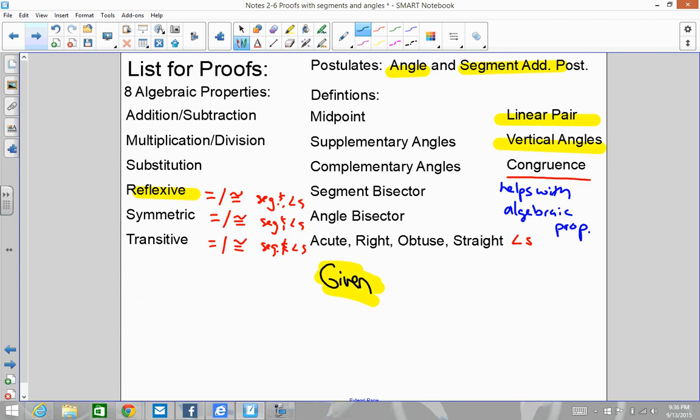Okay, here's a list of all the different properties that we use in a proof. Reflexive property, symmetric property, transitive, postulates, angle and segment addition postulates, definitions, midpoint, supplementary. So if you want to write this list down, pause the video. This one right here is a super important one. We're going to talk about that, and of course this is also one of our reasons, the given. All right, so pause the video and write those things down.